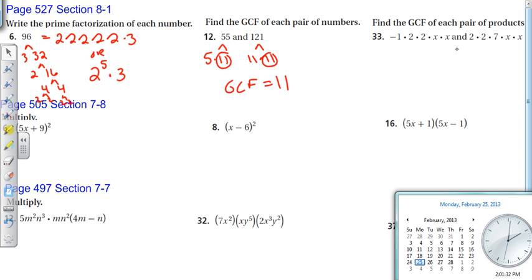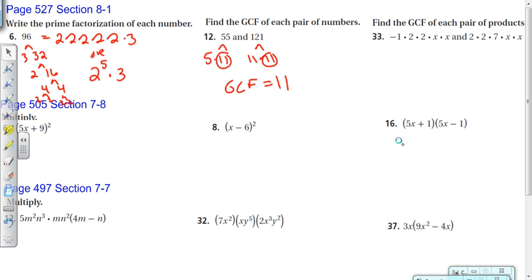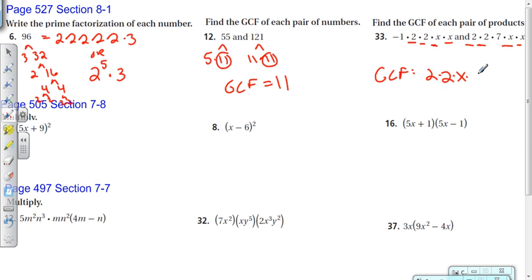If I wanted to find the GCF of each pair of those products, they have in common a 2 and a 2. So there's a 2 that's in common, there's a 2 that's in common. So the GCF is going to be 2 times, oh, here's another 2 that's in common, so I can multiply by 2 again. There's an x that's in common, so I can multiply by x. And another x that's in common, so I can multiply by another x. So when I multiply that all together, I get 4x squared.